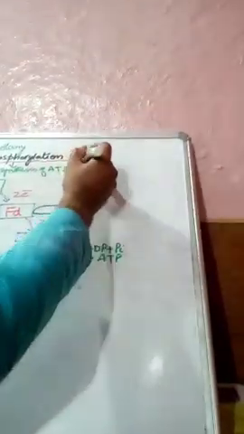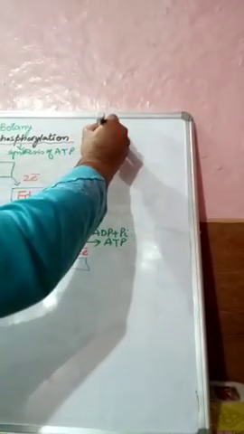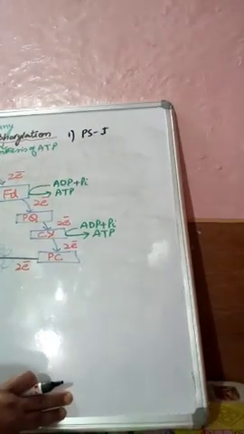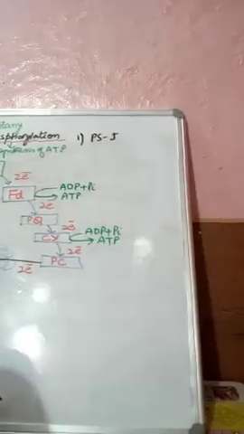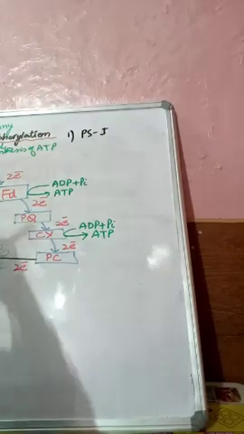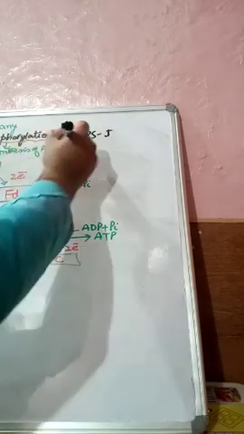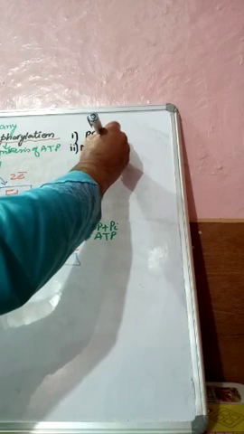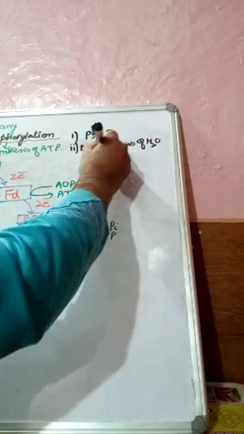First, what do we have? Only photosystem first is required in this case. Second, in non-cyclic photophosphorylation, photolysis of water takes place in order to have a continuous electron supply. So here we will see no photolysis of water takes place.